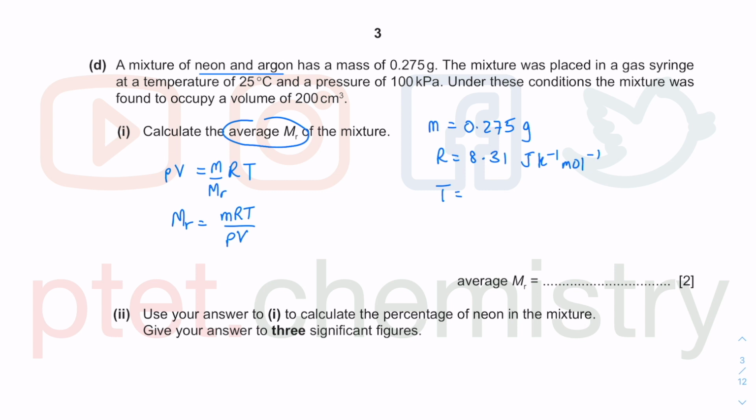The temperature must be in Kelvin. So 25 degrees Celsius converted to Kelvin, you have to add 273. This adds up to 298 Kelvin. Now our pressure is 100 kilopascal. So kilopascal have to be converted to Pascal. So now I have 10 to the 5 Pascal. So it'll be 1 times 10 to the 5, something like that.